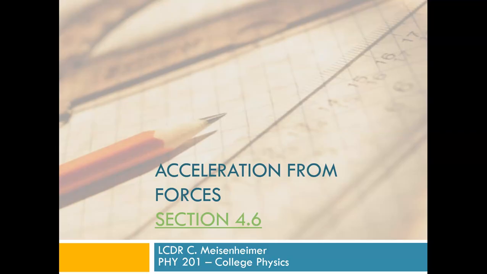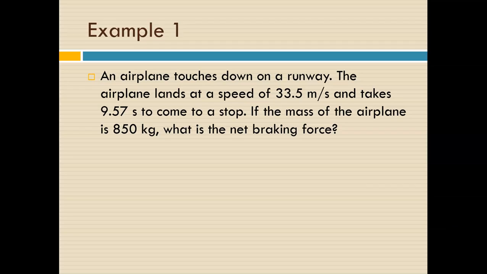Okay? So the next question then is, since we now know how to calculate the net force, how can we use that to find the acceleration? Okay, here's a simple problem. An airplane touches down on a runway. The airplane lands with a speed of 33.5 meters per second and takes 9.57 seconds to come to a stop. If the mass of the airplane is 850 kilograms, what is the net braking force?